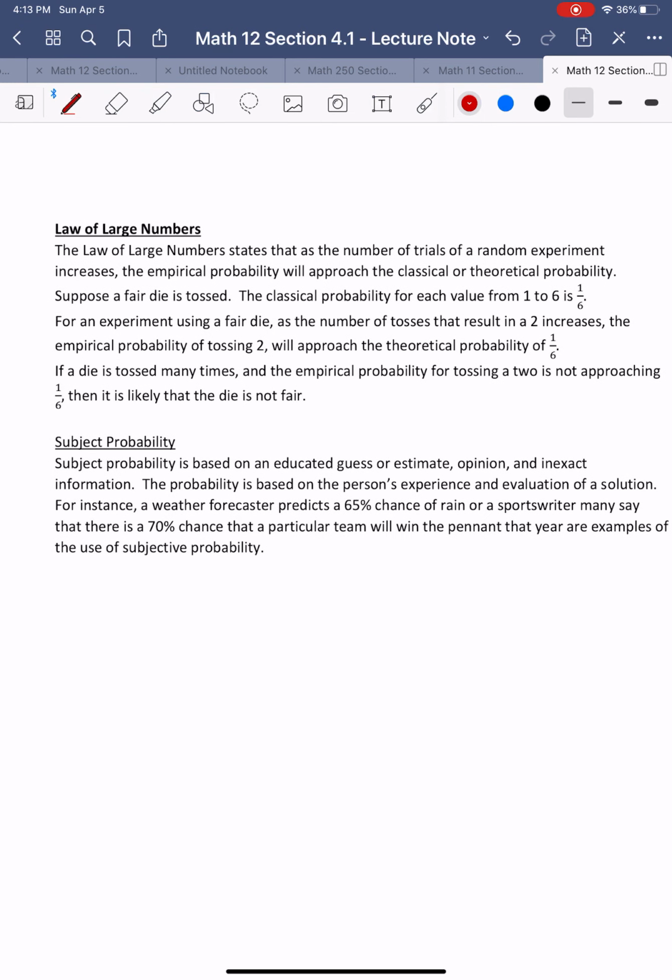So the law of large numbers. The law of large numbers states that as the number of trials of the random experiment increases, so you try more and more and more trials.